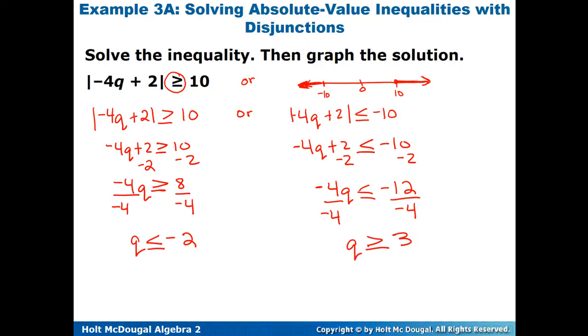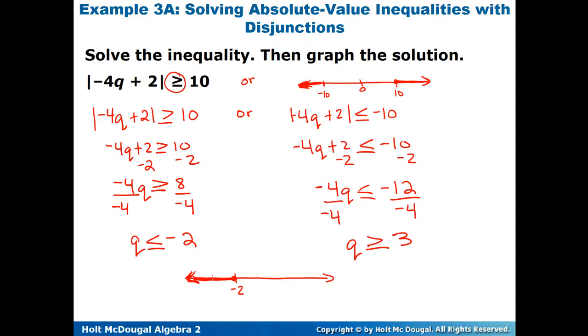Okay, so the next thing we want to do is graph this solution. All the points in this set are going to be the ones that satisfy our statement up here. Let's go to negative 2, and it says q is going to be less than or equal to negative 2. So we can shade that in, and it's going to be everything in this direction.